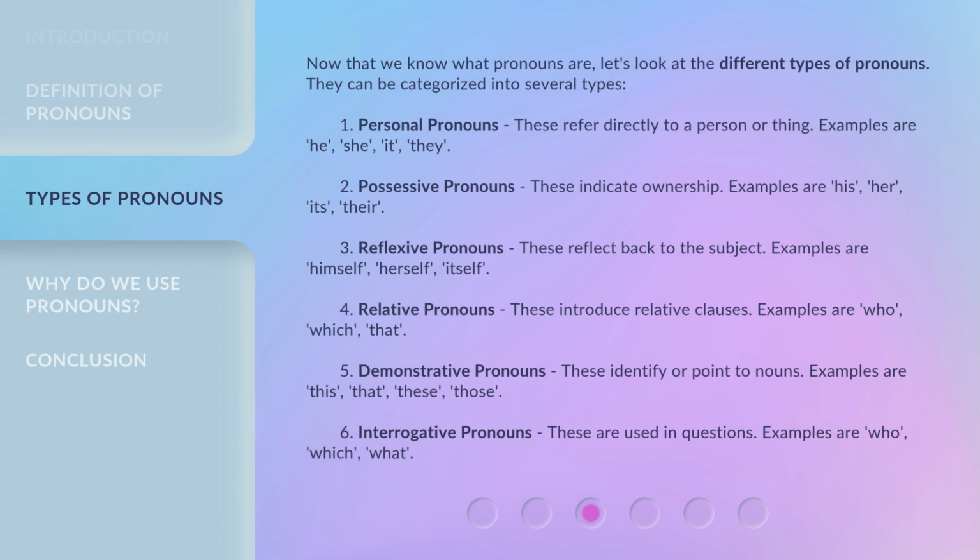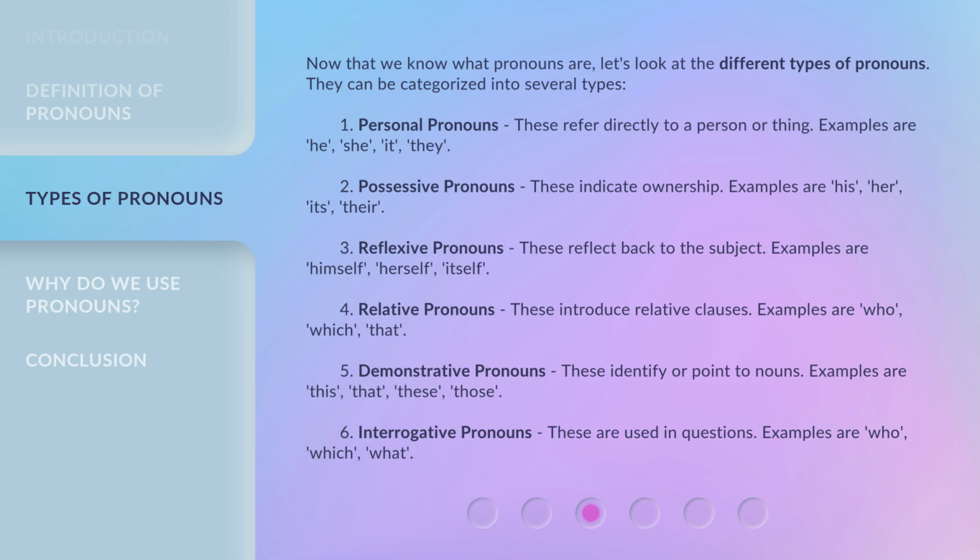Now that we know what pronouns are, let's look at the different types of pronouns. They can be categorized into several types. 1. Personal pronouns. These refer directly to a person or thing. Examples are he, she, it, they. 2. Possessive pronouns. These indicate ownership. Examples are his, her, its, their.